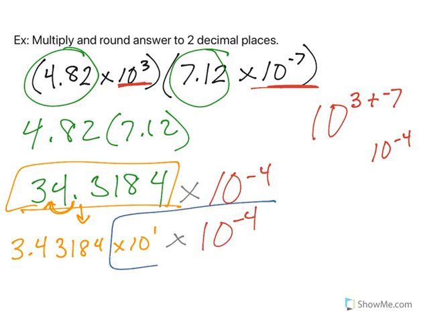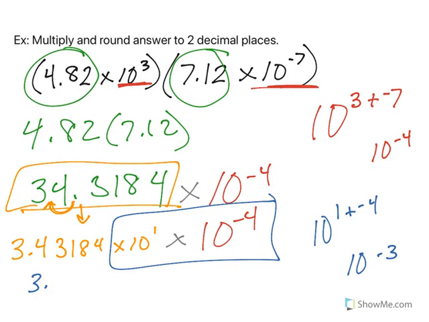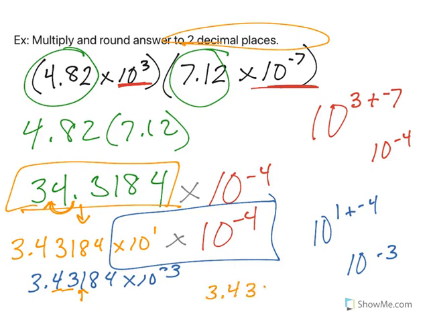So now when I put these together, same idea. I'm multiplying, so I add my exponents, and 1 plus negative 4 is negative 3. So now I have 3.43184 times 10 to the negative 3rd. Now I'm at least in scientific notation. Now I'm ready to round to 2 places. 1, 2. 1 tells me to round down. So final answer, 3.43 times 10 to the negative 3rd.